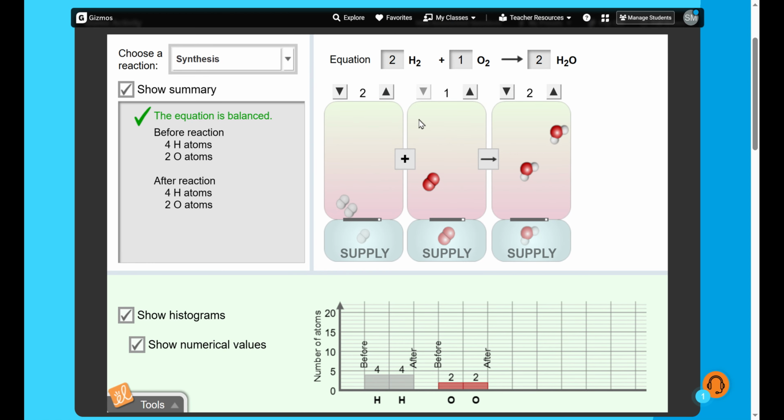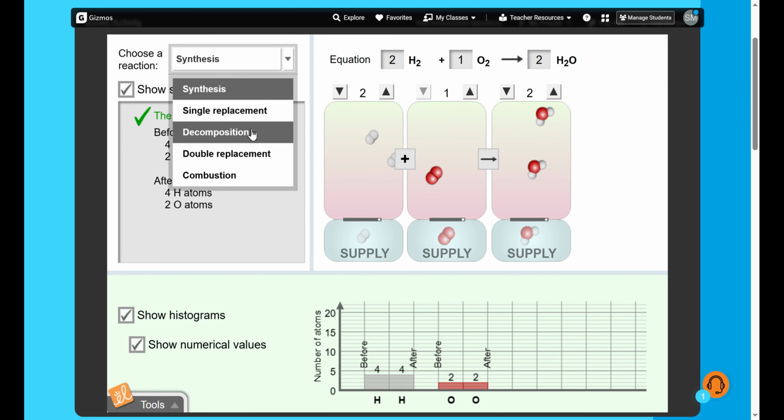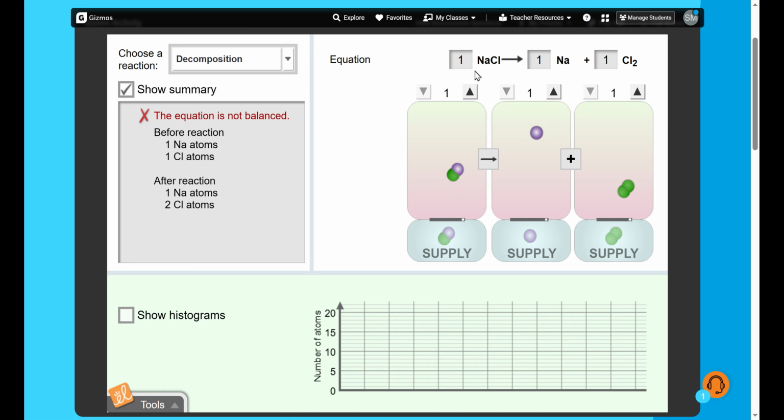We have 2 elements making a product. The opposite of a synthesis is decomposition. In this case, we're taking one molecule, sodium chloride, and breaking it down into 2 elements, sodium and chlorine. Now, you would first think that this is a balanced equation already because there's one atom of sodium and one atom of sodium and one atom of chlorine, but there are 2 atoms of chlorine.